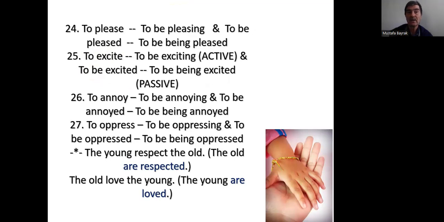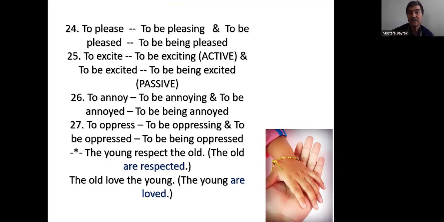Yes, so Ahmet is the doer of the action, and Ahmet's father is the object, receiver of the action. To excite, to be exciting, active, to be excited, to be being excited, passive. To annoy, to be annoying, active, to be annoyed, to be being annoyed, passive. To oppress, to be oppressing, to be oppressed, to be being oppressed is passive.